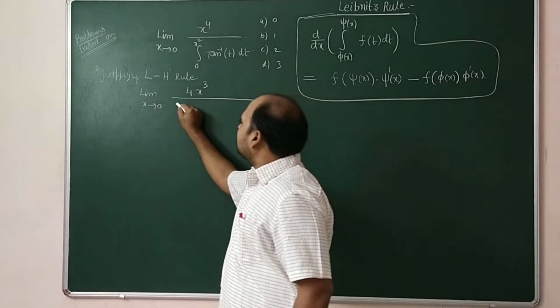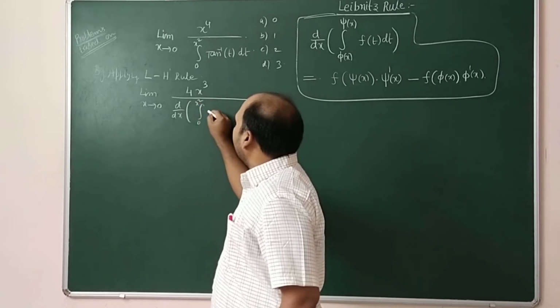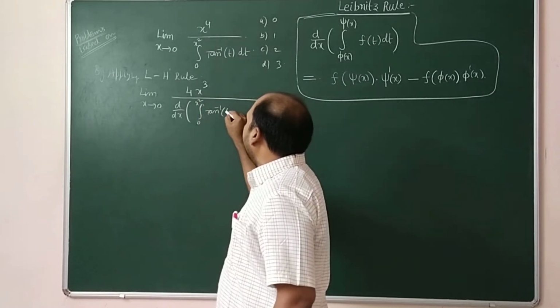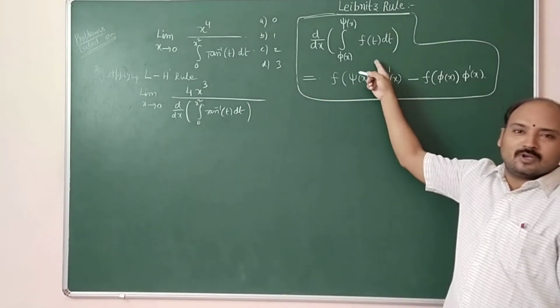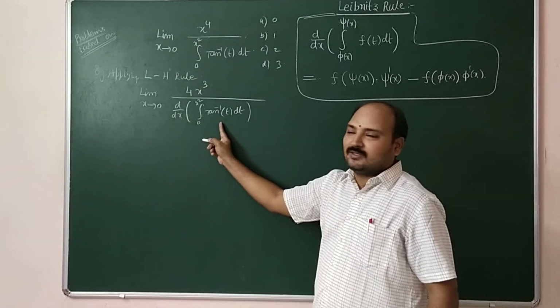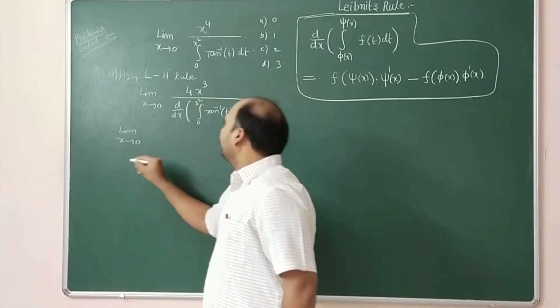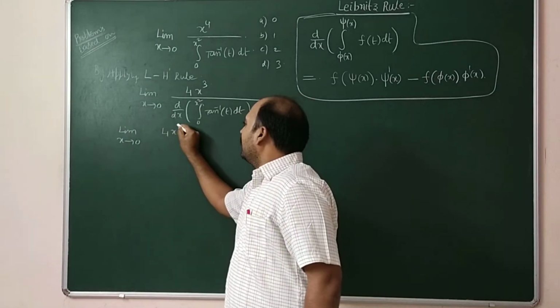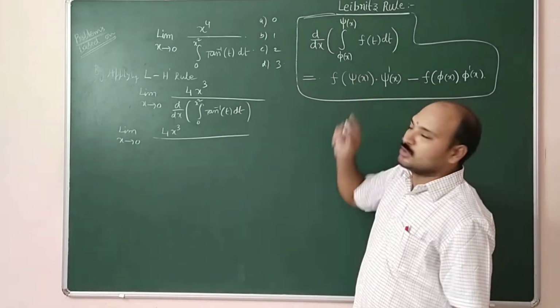So d by dx of, here particularly I am writing, integral 0 to x square tan inverse of t dt. It is in this form only, Leibniz theorem, Leibniz rule form. So you have to apply it in the denominator. Observe carefully while I am explaining. Limit x tends to 0, 4x cube. So indirectly we are differentiating the denominator by using Leibniz rule.